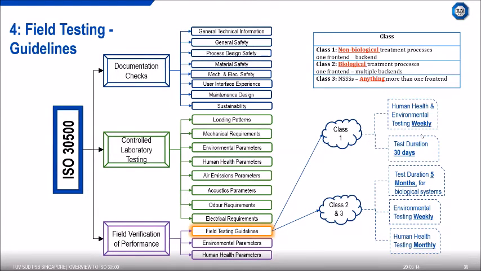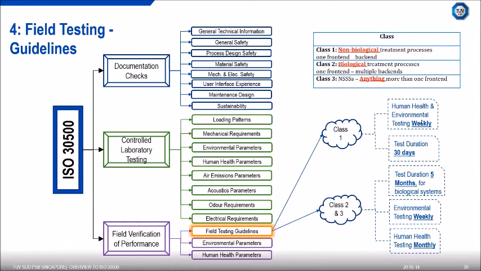So for class 1 non-biological system, as you remember in the previous table, the entire test duration is 30 days. And the test frequency for environmental and human health is on a weekly basis. So every week, the laboratory will come in and take a sample and go back to the lab and produce a result. For class 2 and 3, biological systems only, the entire test duration is 5 months. Similarly, the test frequency for environmental is weekly, but the human health is tested on a monthly basis.